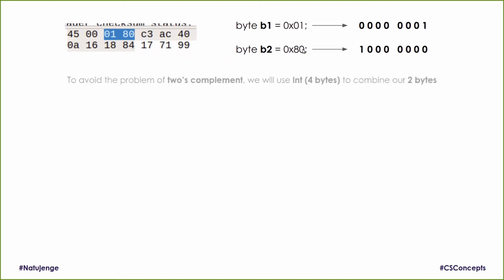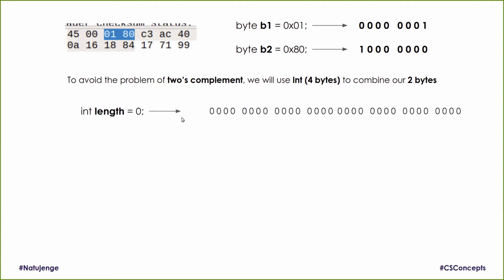Now, with these 2, to avoid the problem of 2's complement, we are going to use an integer with 4 bytes to combine the 2 bytes, so that we have a preceding 16 bits, which will always have zeros, and our number will always become positive. And that way, you create an unsigned number. So let's look at a length. If I do int length, basically behind the scenes, we have 32 bits reserved for us in memory.